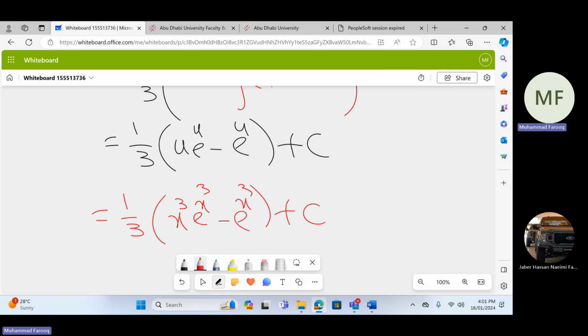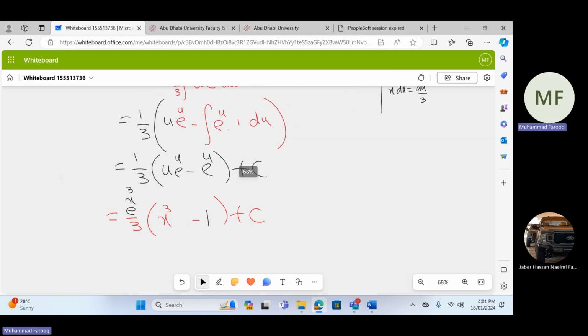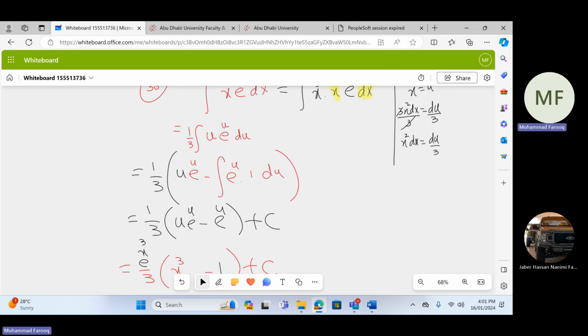Oh yes, if you want, you can take e^(x^3) as a common factor. It's fine. If you don't mind, I can take e^(x^3) as a common factor here. So no more e^(x^3) inside. I hope you understand. It is how much? 1. That's it. If you repeat the step before, please, which one? Here, e to the power of u. Here? Yes.